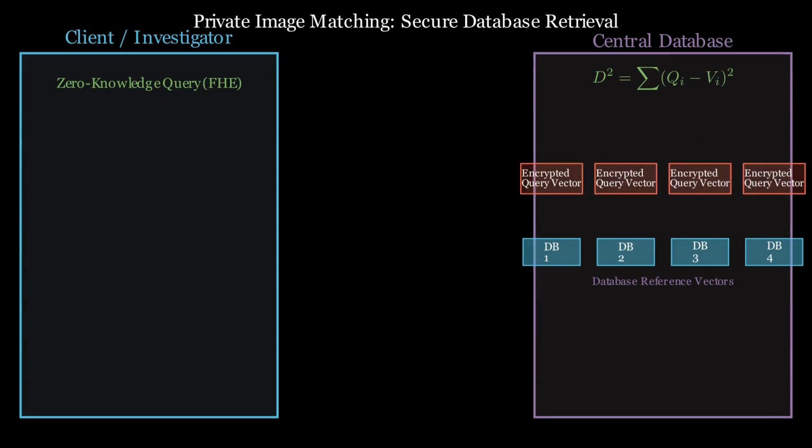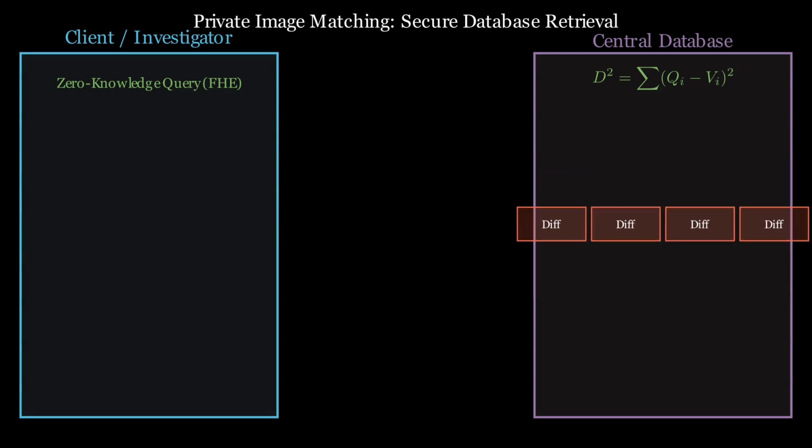Let us break down this homomorphic evaluation step by step. First, the server must broadcast the encrypted query vector to align with the massive scale of the database. Notice how the query is duplicated across all reference columns. The first arithmetic operation is homomorphic subtraction. The server subtracts the plaintext database vectors from our encrypted query tensor.